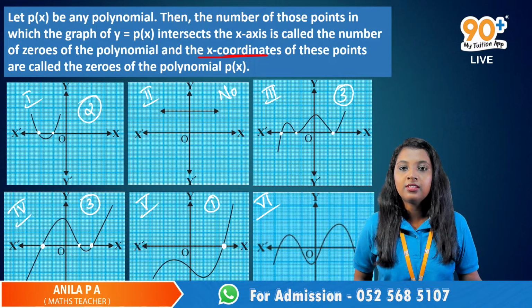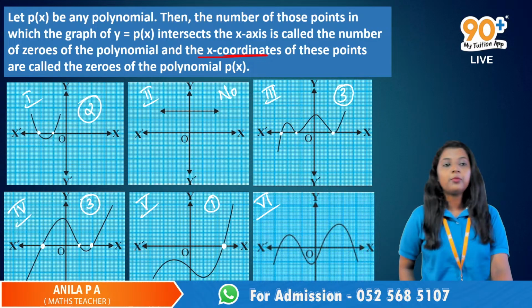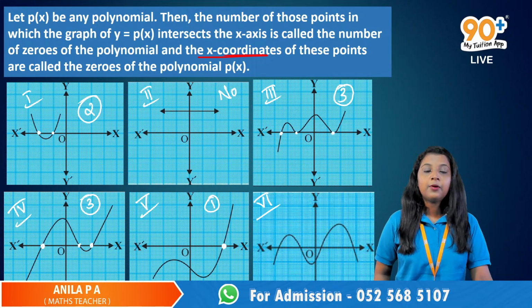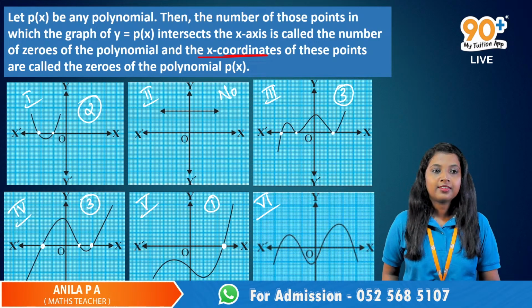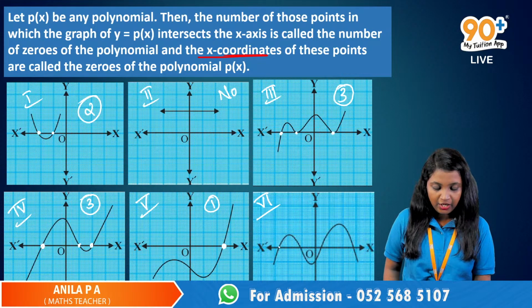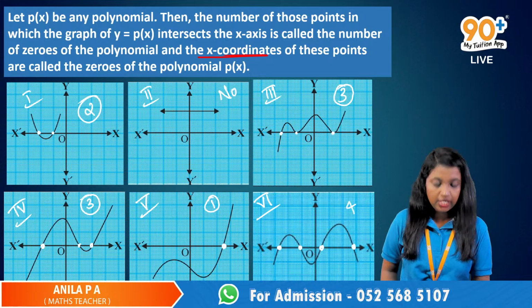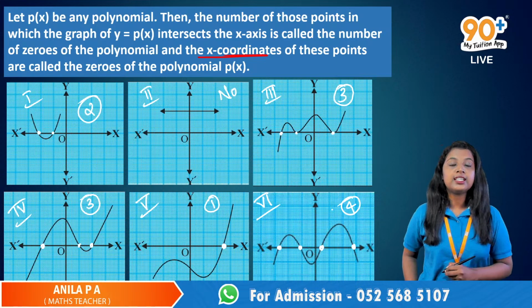Yes, Sumaya. What about the number of zeros of the sixth polynomial? 4. Very good. Here we have 4 points of intersection. Therefore, the number of zeros in this case is 4.